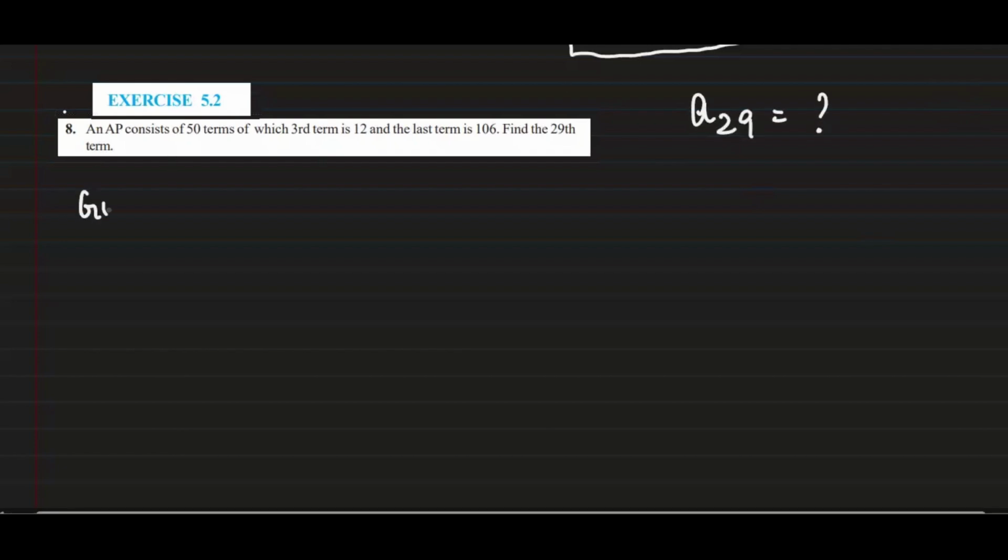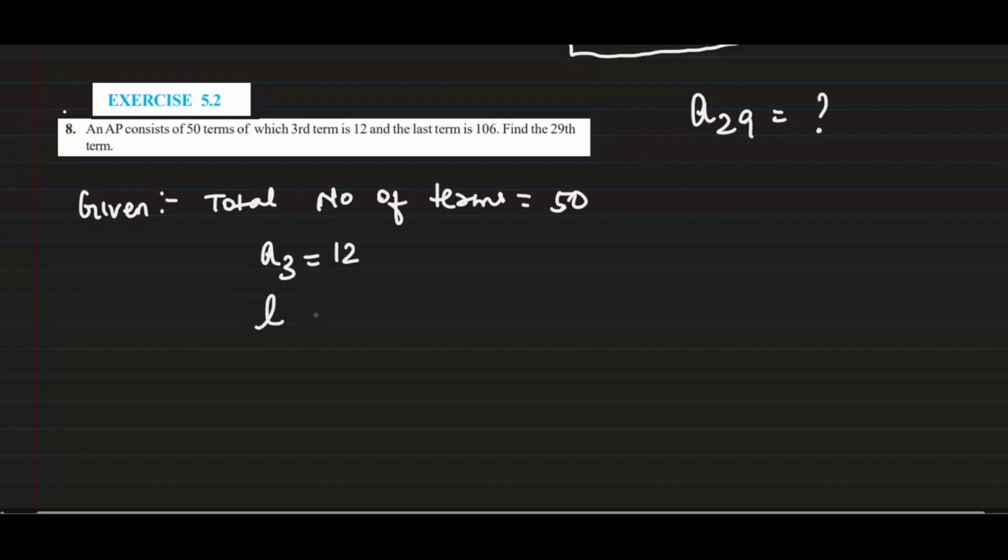And what is given? So given is there are 50 terms. So the total number of terms of this AP series is equal to 50. And the third term is 12. That is A3, the third term is 12. And the last term, so the L value, is actually 106. Okay. So here if you notice, the total number of terms is 50. So which means the last term should be the 50th term, which is equal to 106. So here A50 is equal to 106.